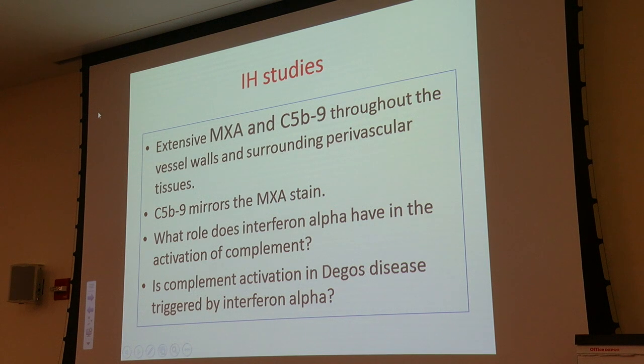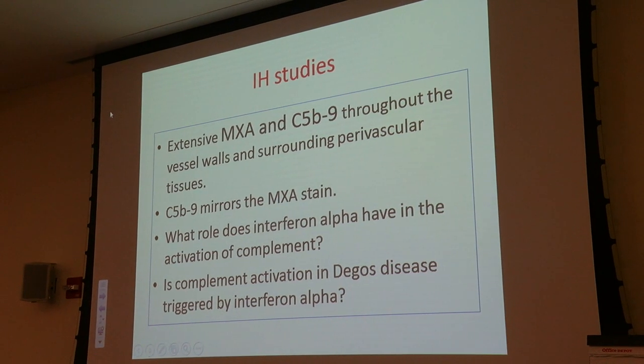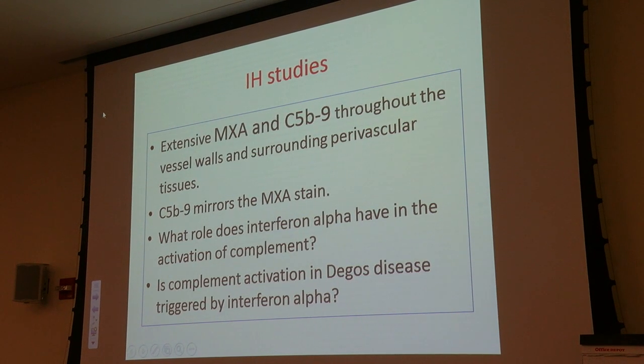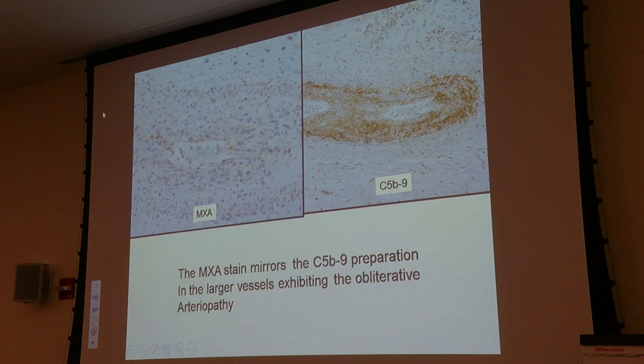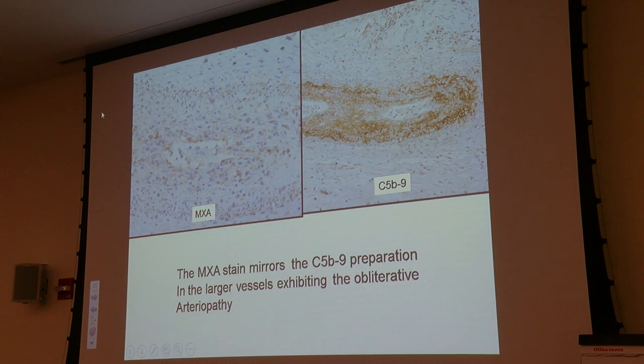So, what role does interferon have in the activation of complement? That's the next question. Is complement activation in Degos disease, which we know is critical for at least endothelial cell injury, triggered by interferon alpha? What we can say is that the MXA, which is that marker for interferon alpha, and C5b-9 in vessels have a parallel distribution pattern.